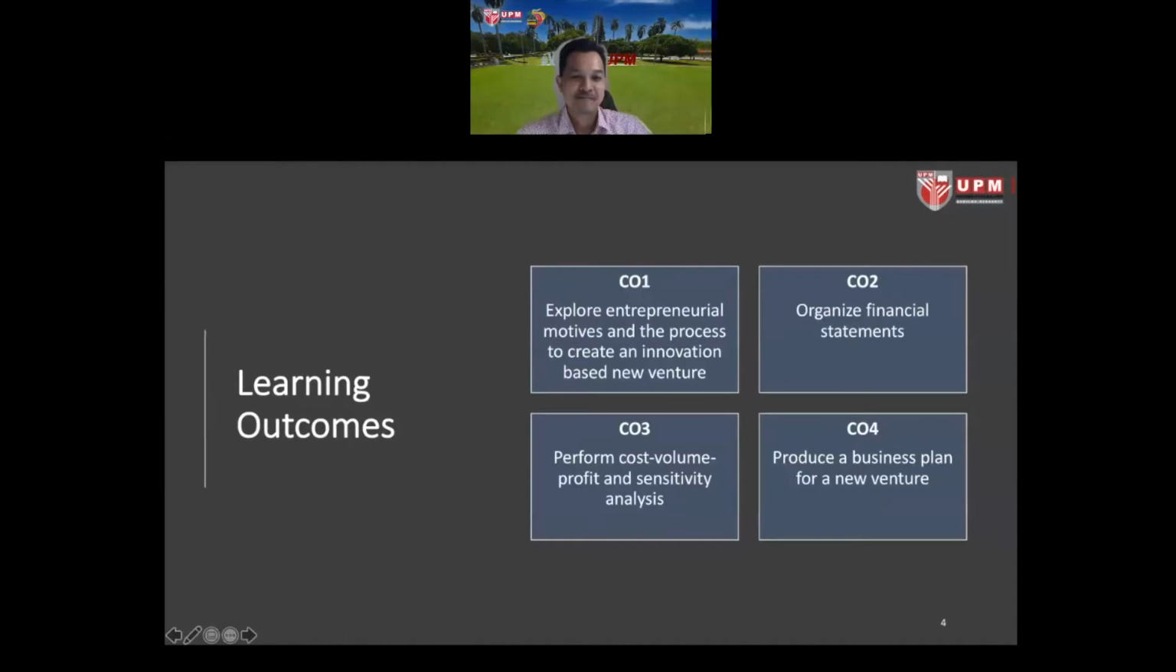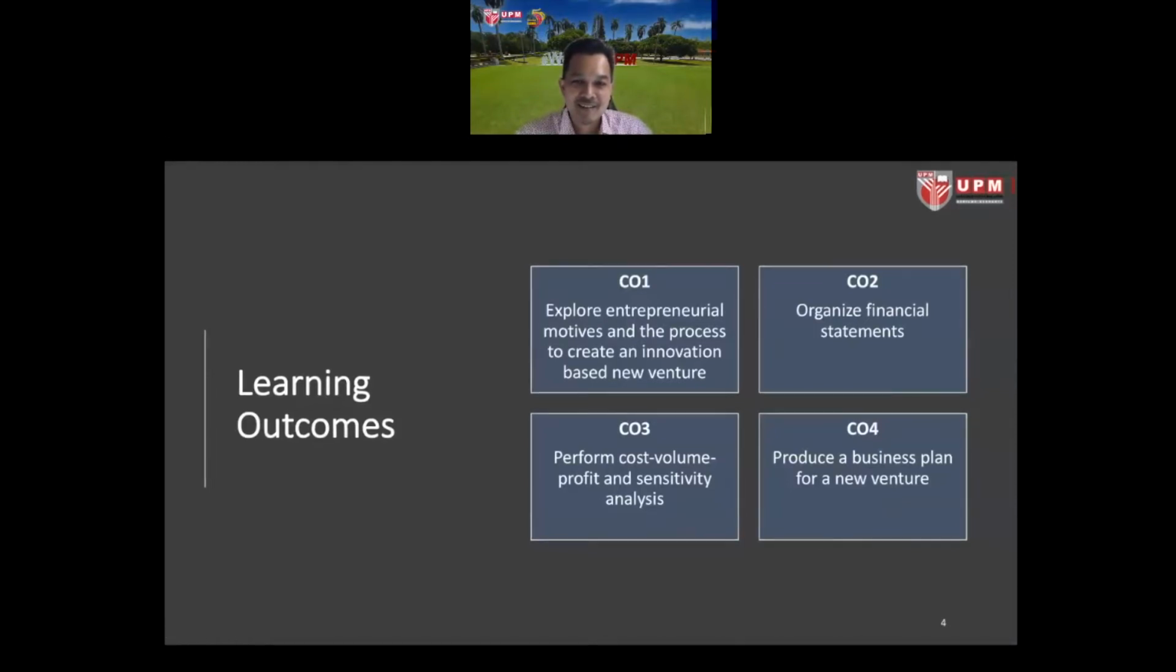So if you pay attention to the keywords being used, the first one is explore, right? You need to be able to explore the entrepreneurial motives, meaning what is actually entrepreneurship. I believe some of you have already learned about entrepreneurship when you did your first degree, and in this particular course we are going to explore how entrepreneurship can be related to innovation. Okay, and basically this particular process is to create an innovation-based new venture.